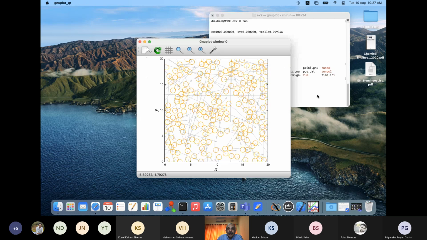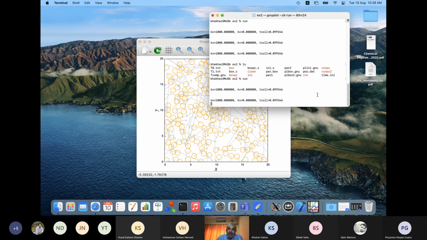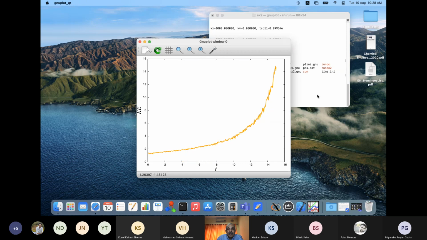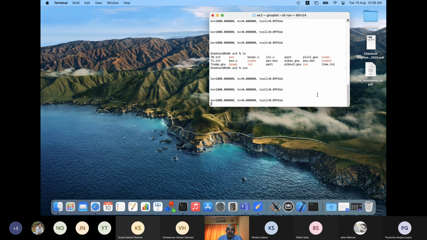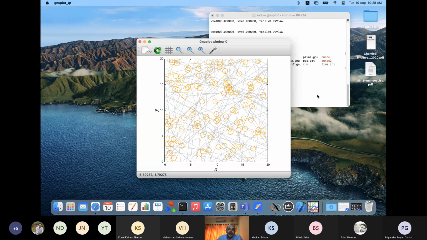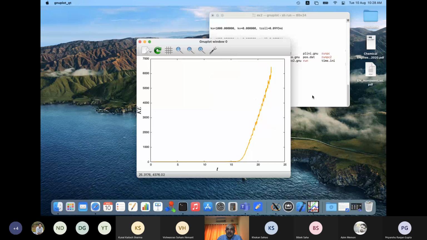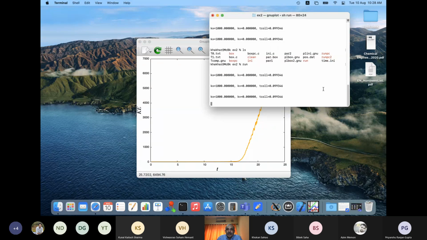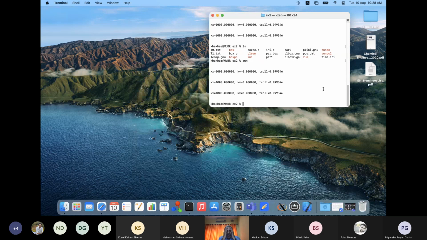And you can see that all the particle velocities have become huge. As you go on, the kinetic energy keeps shooting up. Look at the velocity, it has become very large, and look at the overlaps between the particles. The velocity goes on increasing, and now the kinetic energy has reached thousands. So this is what is known as instability.